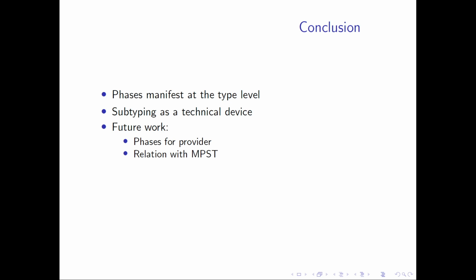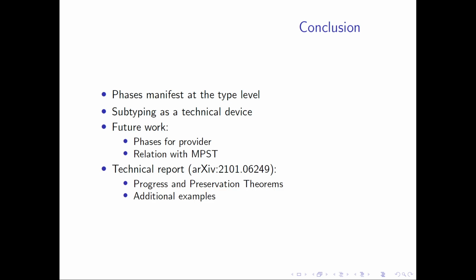One final thing I would like to mention is that, as we expect, this talk is a summary of our paper submission for Coordination 21. But actually that submission is itself a summary of a more involved technical report, which consists of a full formulation of the type system we present and proofs of the usual progress and preservation theorems.